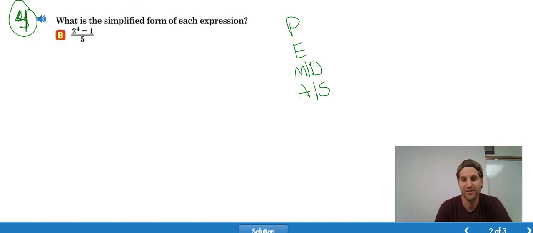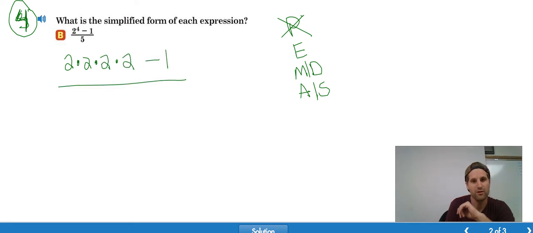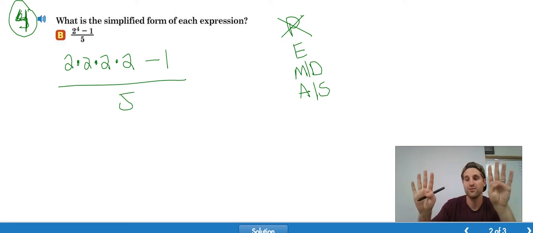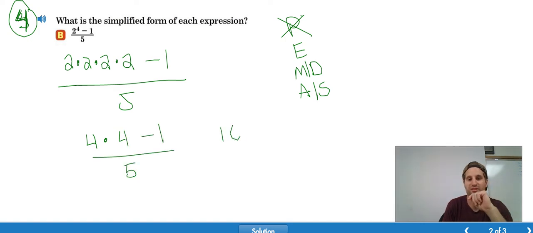Okay, we start with parentheses. None. Exponents. 2 to the 4th power. 2 times 2 times 2 times 2. So let's go ahead and write that out. 2 times 2 times 2 times 2 minus 1 over here, all over 5. Okay, we got to take care of that first. 2 times 2 is 4. 2 times 2 is 4. Okay, so that would be 4 times 4 minus 1 over 5. And then 4 times 4 is going to give us 16 minus 1 over 5.